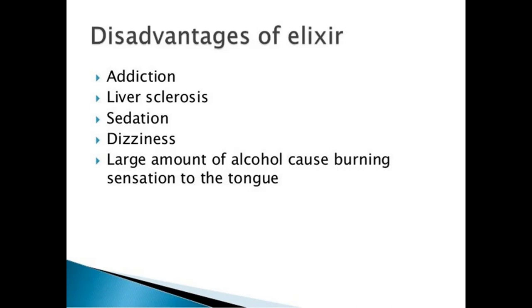Do you understand the advantages, disadvantages, and definition of elixir? Yes, ma'am. Both sides, are you present? Yes, ma'am. Okay.